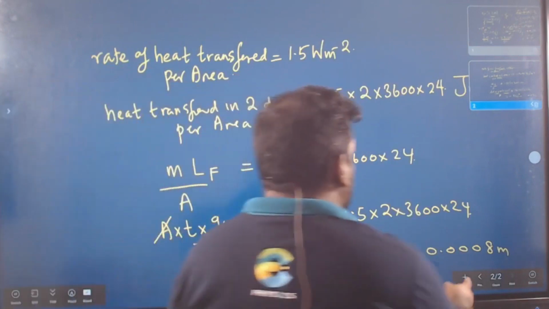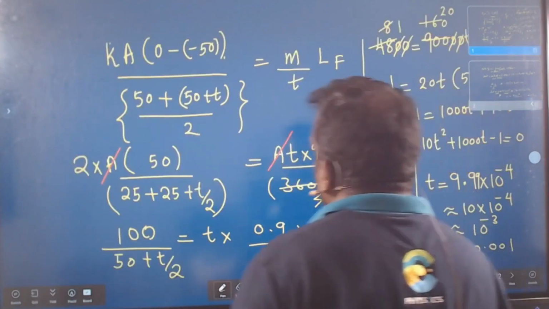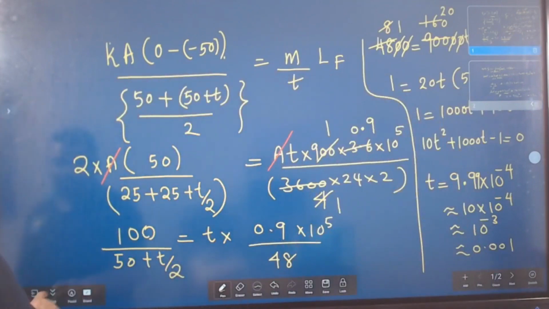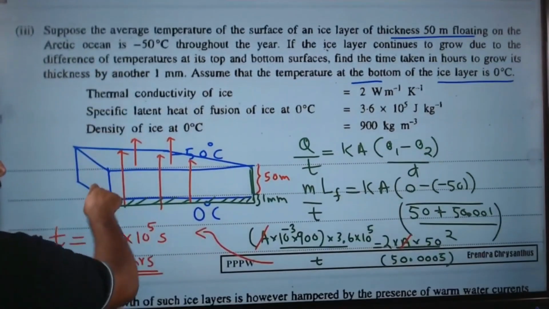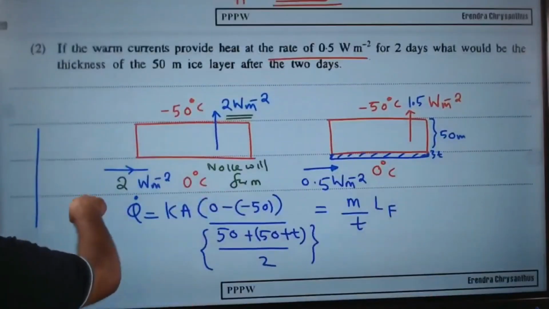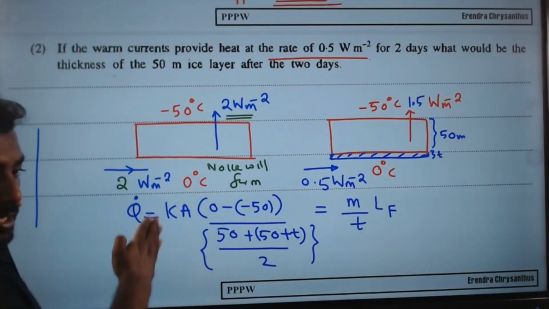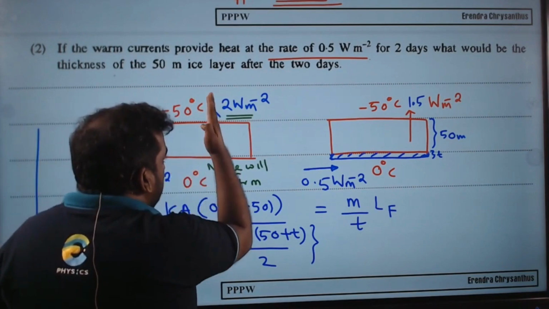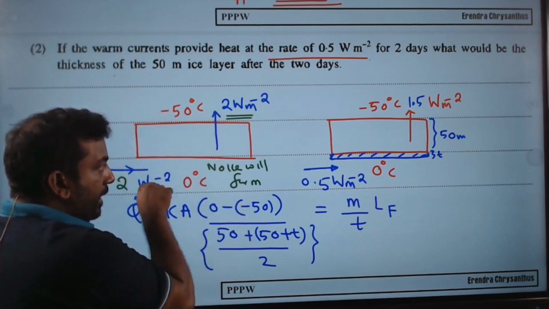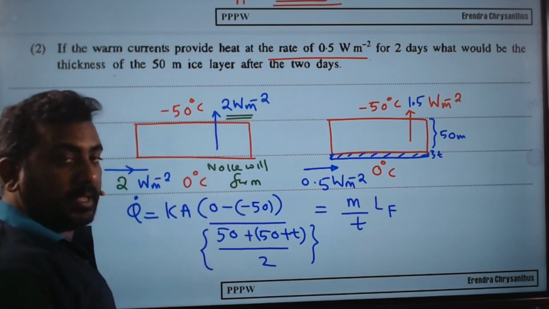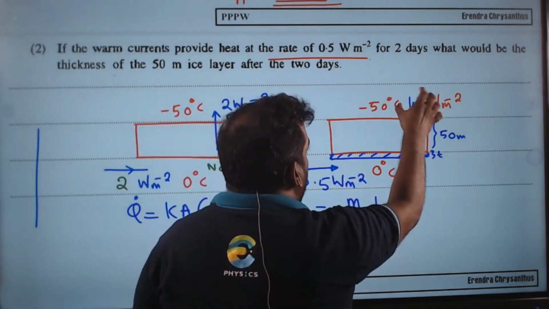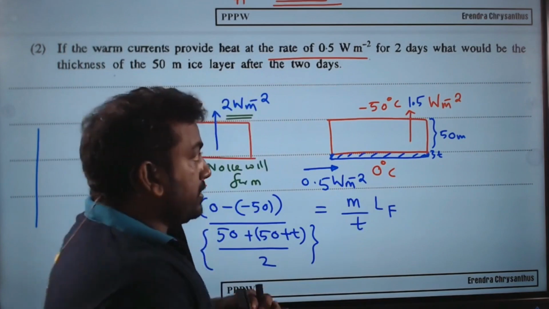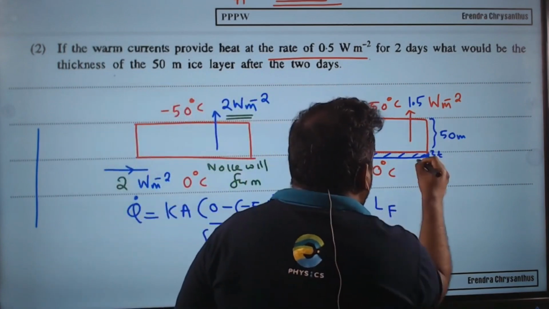So I'll explain this again. Look at this carefully. Now 2 watt per meter square is coming in, and if 2 watt per meter square is passing through, no ice is formed. If 0.5 watt per meter square passes through, 1.5 will go to this. So 1.5 watt per meter square, that will form ice.